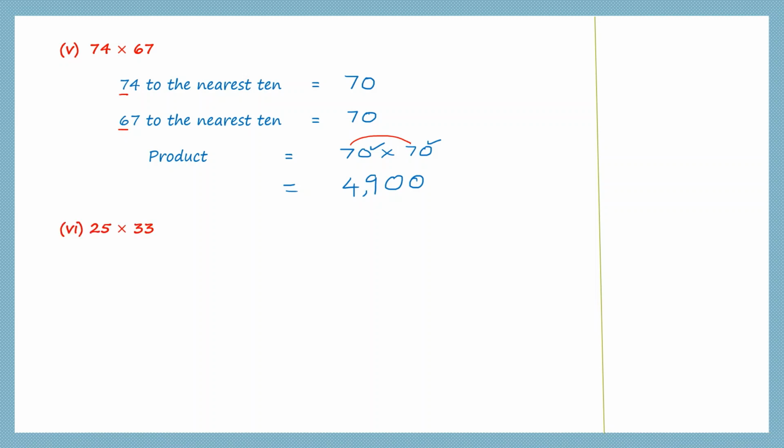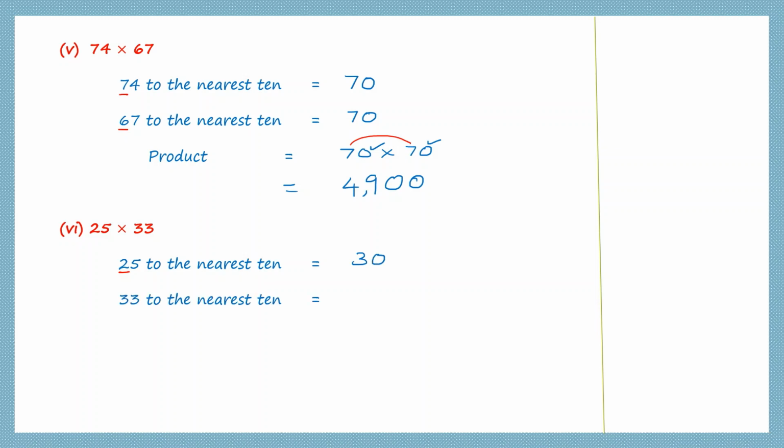Next one, 25 into 33. So 25 to the nearest 10. So 2 is in the tens place. The digit to its right is 5. So 2 will change now to 3 and we put a 0.